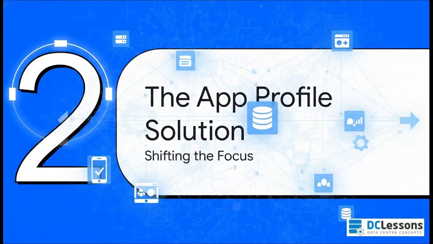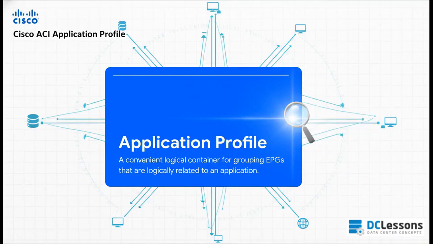And this is exactly where ACI comes in and just changes the game. It shifts the entire focus away from those low-level network details and puts it right where it belongs, on the application itself. At the heart of this whole approach is the application profile. Put simply, it's a logical container. So instead of thinking about individual servers or IP addresses, you're grouping all the components that need to work together to make your application, well, work.